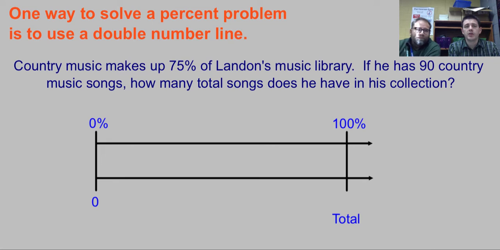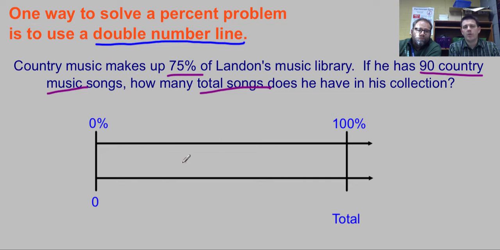There are a couple different strategies for solving a percent problem. One is to use our double number line, what we worked on last night. So go ahead and jot down this problem along with the double number line, and then let's get started on the problem. It said country music makes up 75% of Landon's music library. If he has 90 country music songs, so country music, 75% was country music, how many total songs does he have? So just like in our video last night, start with our percent, 75%.